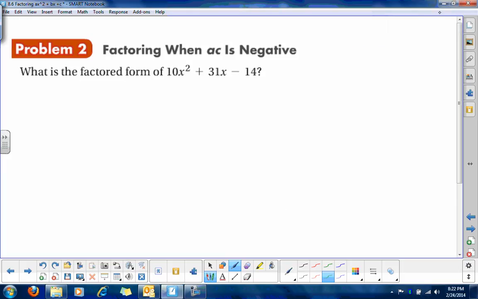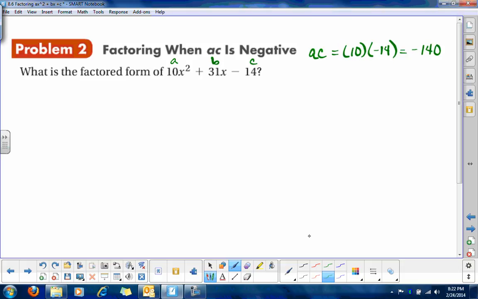So problem 2 is factoring when A times C is negative. Again, we're going to use our AC method, so we're going to multiply A times C. If we have AX squared plus BX plus C, you can see that we're going to multiply positive 10 times negative 14. So 10 times negative 14 is going to give us a negative 140.